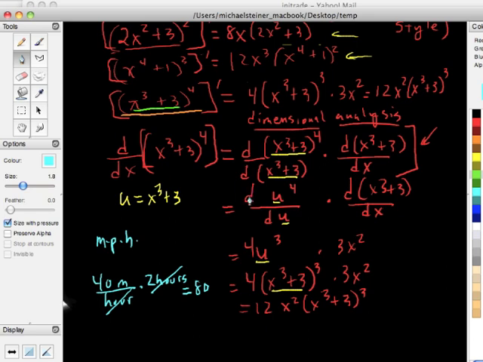Taking a derivative with the chain rule. And we'll get a lot of practice talking about what this u is, what the composite function is, and if it's a function of a function of a function, the dimensional analysis will help us get through it. Okay, so I hope that wasn't terribly confusing, but we'll get lots of practice on this.